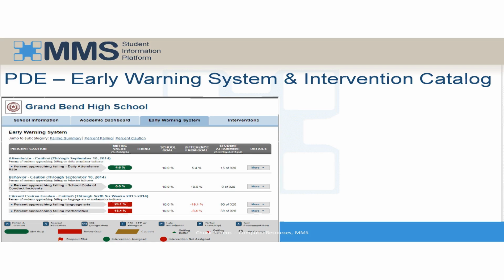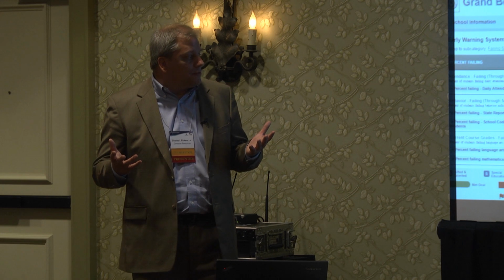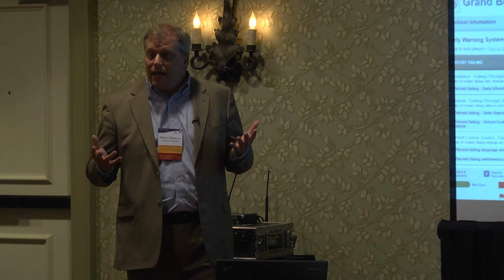As you would scroll down here in the dashboard itself, you would see the percent failing, and there's an attendance rate. Oh, I guess my mouse doesn't show there. Attendance rate, behavior, both state reportable offenses and just offenses within the school itself, and then the percent that's failing language arts and mathematics. So you get a quick sense of how you're progressing through the goals that have been set at the district level for these schools.